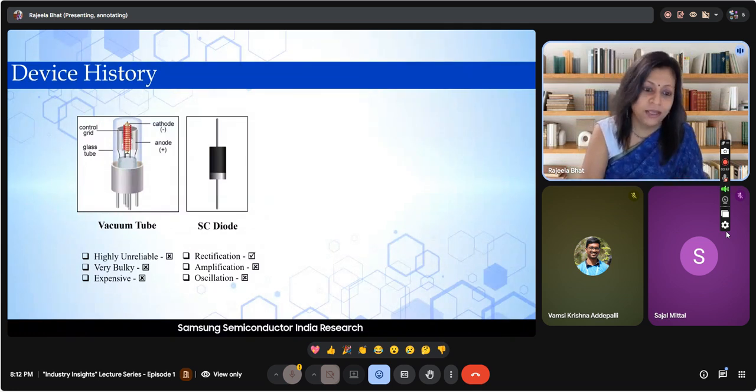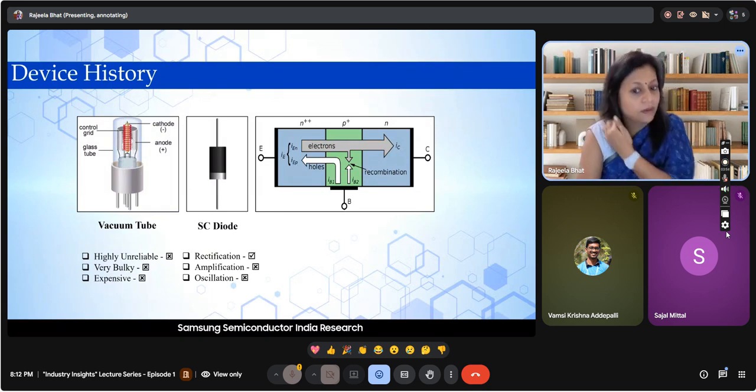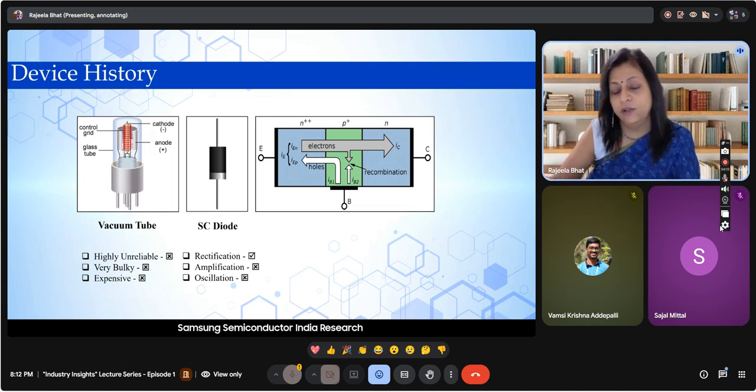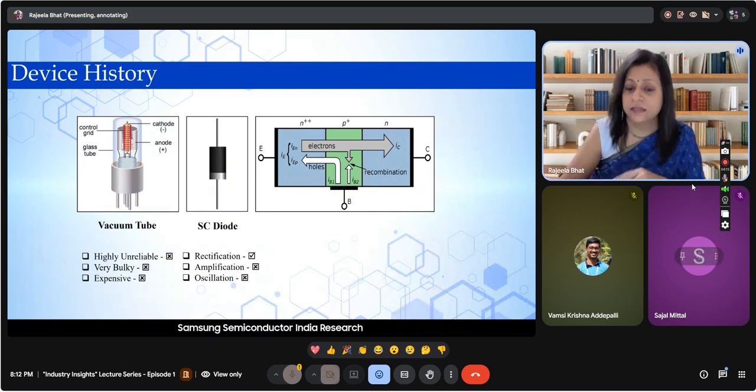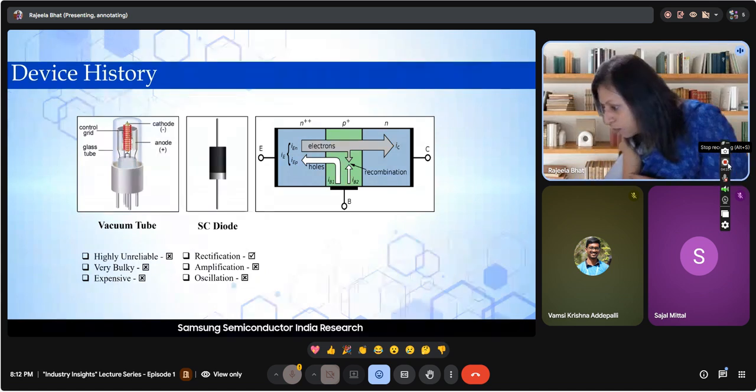Then slowly it moved into the next phase, wherein our very closest friend, the bipolar junction transistor, came into the picture. It's nothing but two PN and NP diodes placed back to back, and they are doped in such a way that we have a lightly doped P region and heavily doped N regions here. And there is a flow of, let me get the pointer, just one moment.